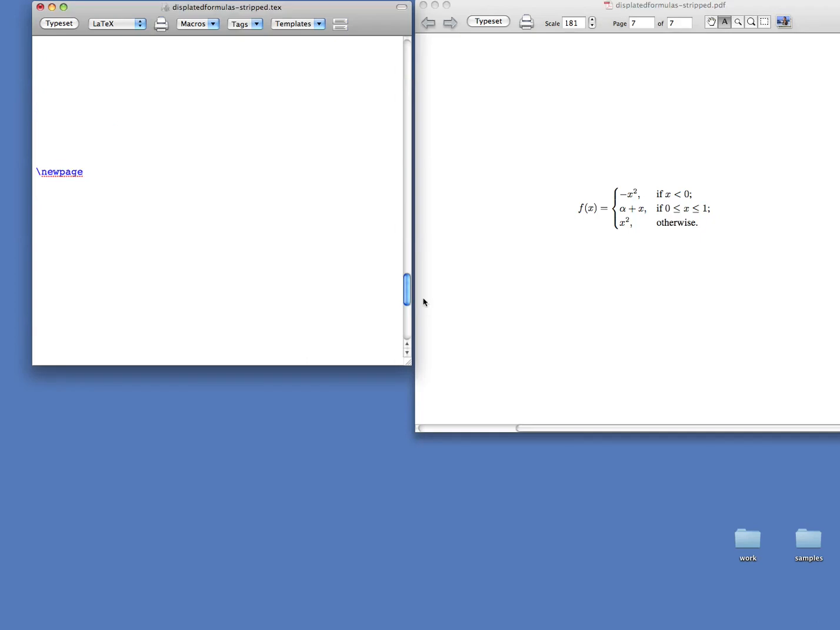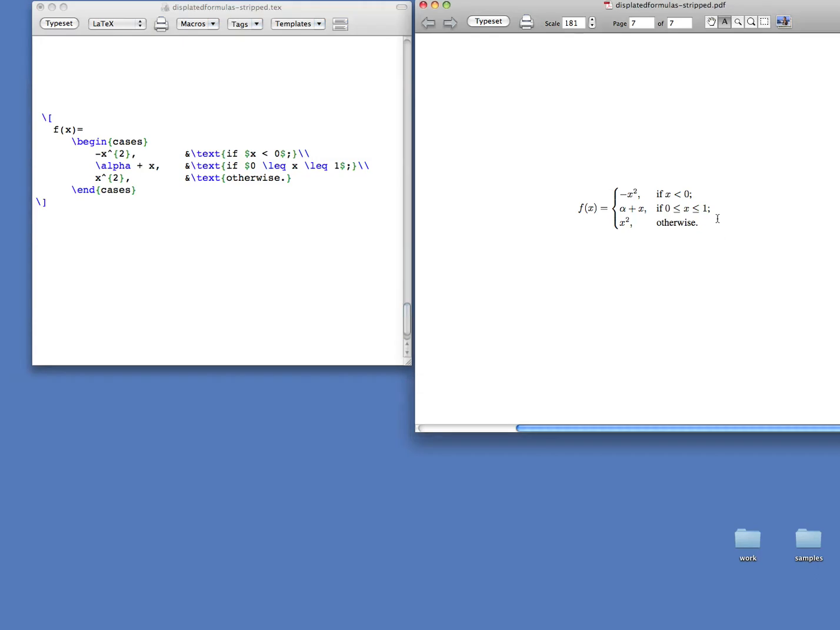Finally, I would like to tell you about the cases environment. And here is an example. Typical example is the definition of a function f(x) equals. I just wrote f(x) equals. And then this construct is a cases construct. It's coded as follows: begin cases, end cases. There are three lines. I type the three lines. I separate them as usual with double backslash, so I have two double backslashes. And the ampersand will indicate to LaTeX that that's where the lines should line up.